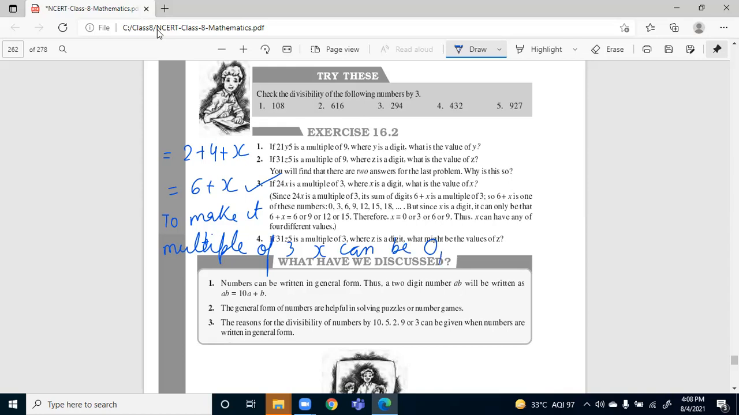If I put 3, then it is 9, which is a multiple of 3. If I put 6, then it is 6 plus 6 is 12. If I put 9, 6 plus 9 is 15. So see, this is a digit, so I cannot move to two digits. It is a single digit.